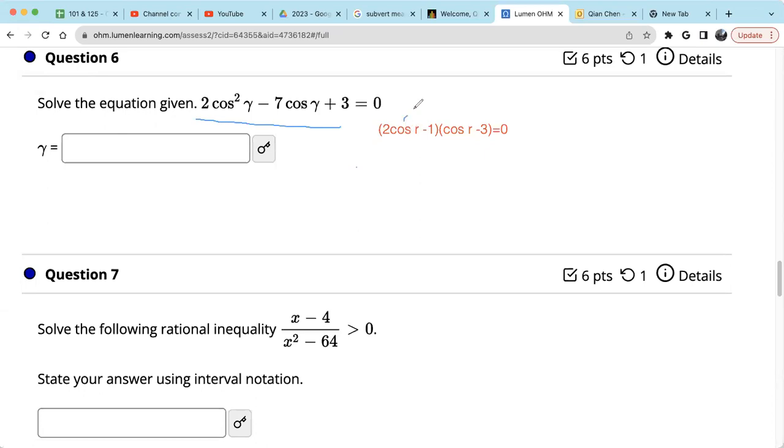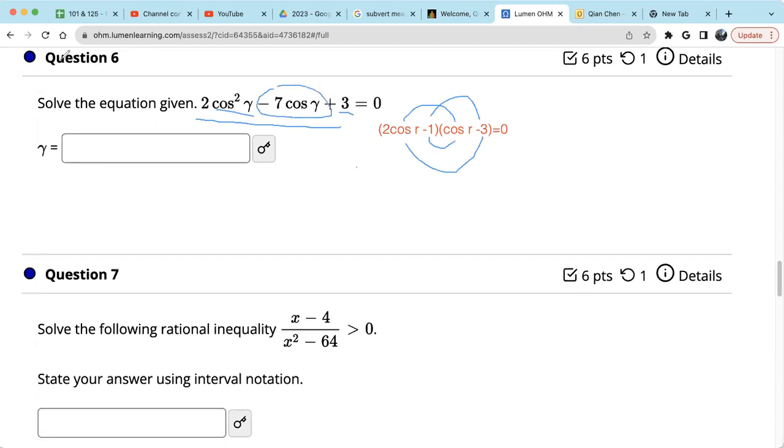Right, you see, if you multiply those two, that gives you your first term, 2 cosine square gamma. If you multiply -1 with -3, that gives you +3. When you multiply those two, you get negative cosine gamma. When you multiply those two, you get a -6 cosine gamma. Add together, that gives you the middle term. That's how you factor this.